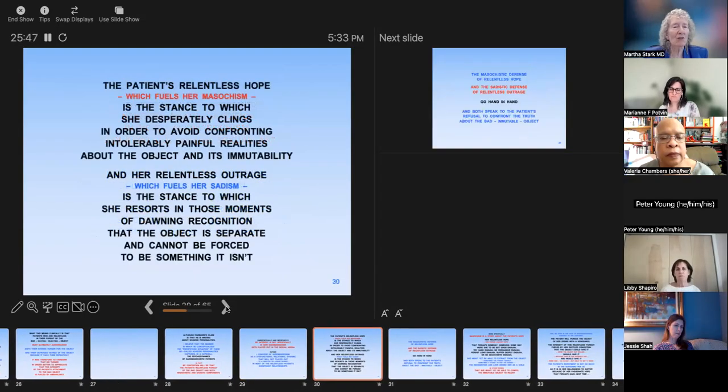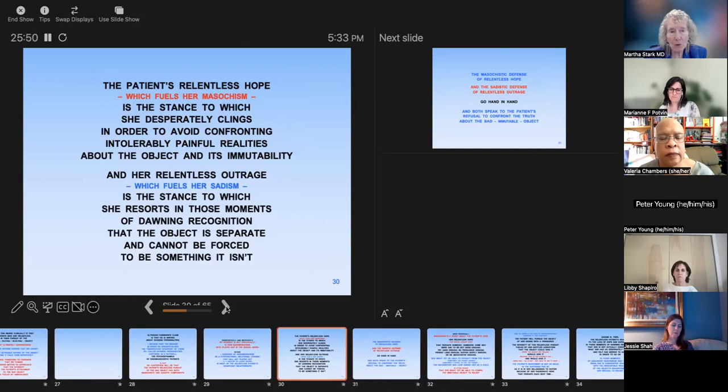The patient's relentless hope, which fuels her masochism, is the stance to which she desperately clings in order to avoid, see, the defense, confronting intolerably painful realities about the object and its immutability. And her relentless outrage, which fuels her sadism, is the stance to which she resorts in those moments of dawning recognition that the object is separate and cannot be forced to be something it isn't.